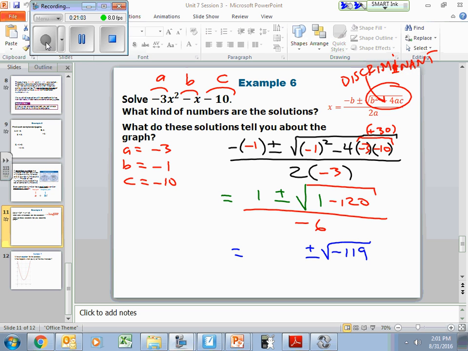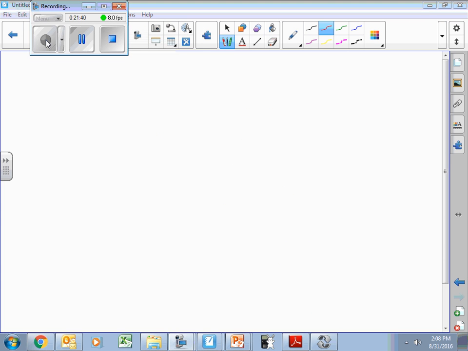Now here's the trick. I don't think 119 is going to break down to anything. We'll try a few calculator things. So here's what we'll do on the next line. The next line is the most important. I don't have any space. I think this problem is going to stop with 1 plus or minus i radical 119, all over 6, that's a negative. Let's pause and have you write that one down.